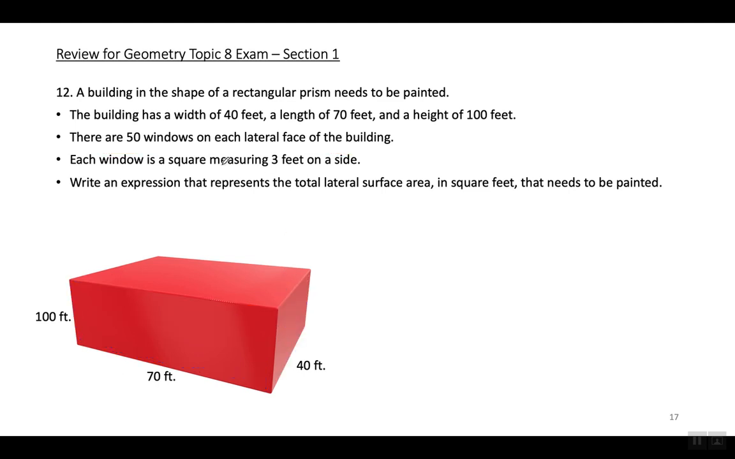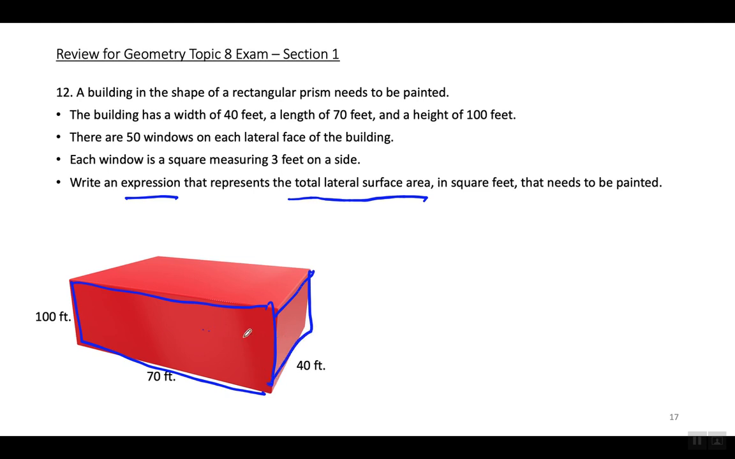So on each lateral face of the building, there are 50 windows, and each one of those windows is a square. A square means all the sides are the same length, measuring 3 feet on a side. All right, so each window is a square, 3 feet on a side. That means that the area would be 3 times 3, 3 squared. Okay, so the question is, write an expression that represents the total lateral surface area in square feet that needs to be painted. In other words, write an expression for the total lateral area.